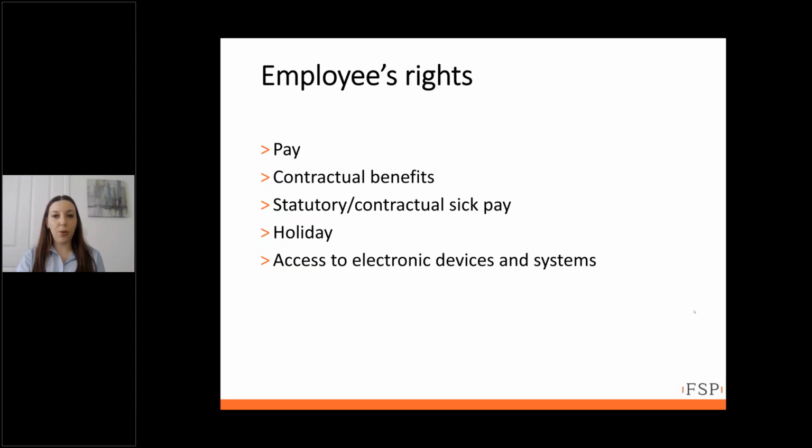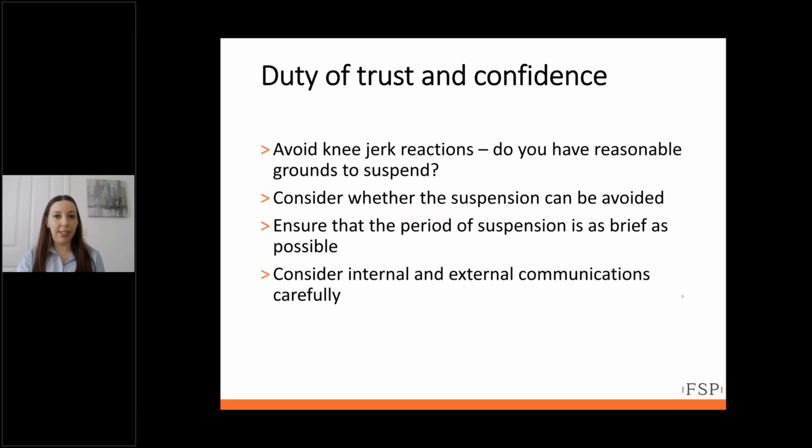So if we move on to the next slide then, and the duty of trust and confidence. Suspension is a really serious step to take, as it can affect an employee's mental health and also their reputation, both internally and externally. Particularly for more senior employees such as directors, it can be really difficult for them to return to work after a suspension or an unexplained absence, and this can sometimes make their position untenable.